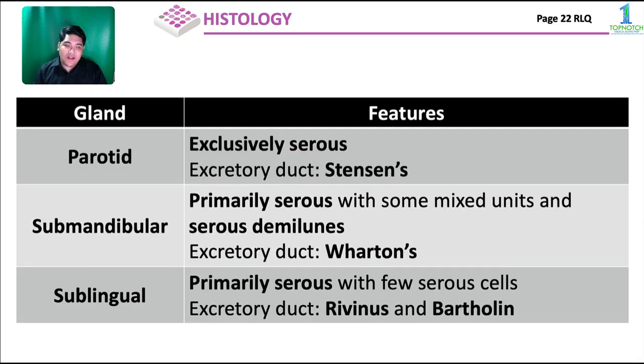We have here the different glands in your oral cavity. You have your parotid, submandibular, sublingual. Na-explain ko na to kanina, pero again, remember parotid is exclusively serous. Okay? And its excretory duct is Stensen's. And then you have your submandibular, which is primarily serous, with some mixed units of serous demilunes, its excretory duct, Wharton's duct. And then your sublingual is primarily mucous. Excretory ducts are Rivinus and your Bartholin's.